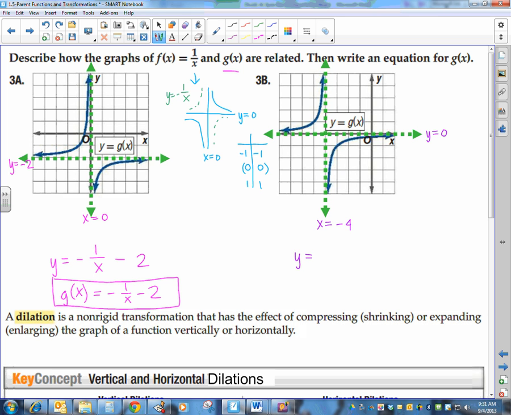So I have y equals negative 1 over, my y value didn't change, so I'm not having anything on the outside, but my x value did, and I do the opposite. So if it says negative 4, I'm going to write plus 4. And of course we got to put that as g of x. So g of x equals, which I could have done in the beginning, negative 1 over x plus 4.